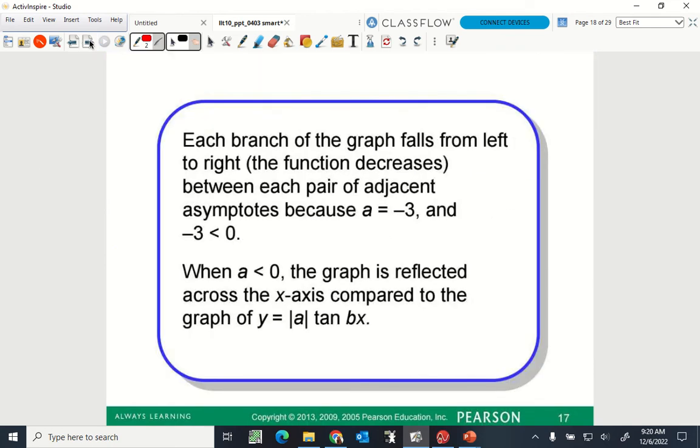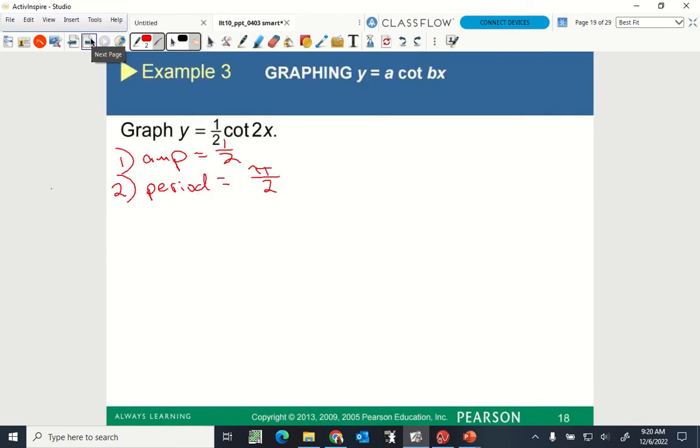All right, so start. My start is 0 divided by b, which is 2, which is going to give me 0. The end, pi, divided by b, is pi over 2. Are we okay so far? Good.